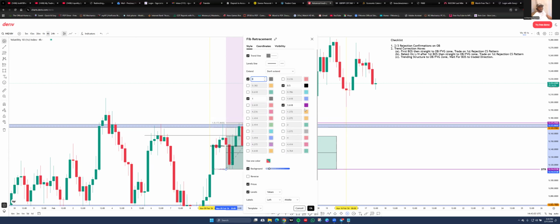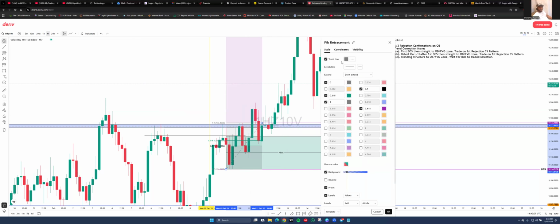Let me put in the golden zone. Golden zone is here. Okay, so you see what I was saying? This is like 75%. This is half of half. So this is like 75%. It came down to almost 75%.